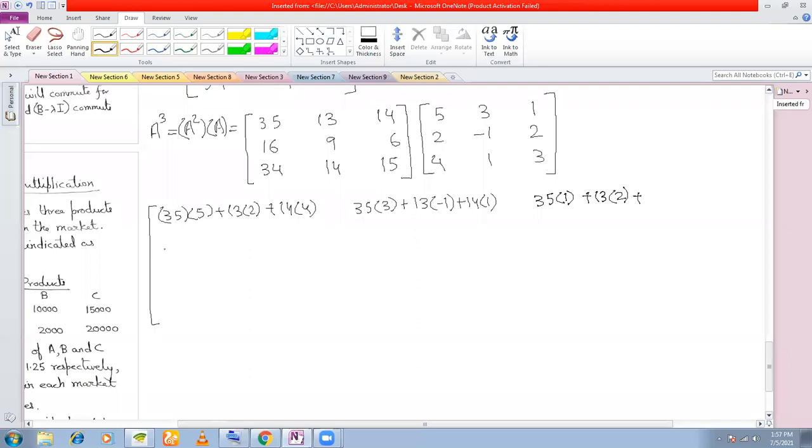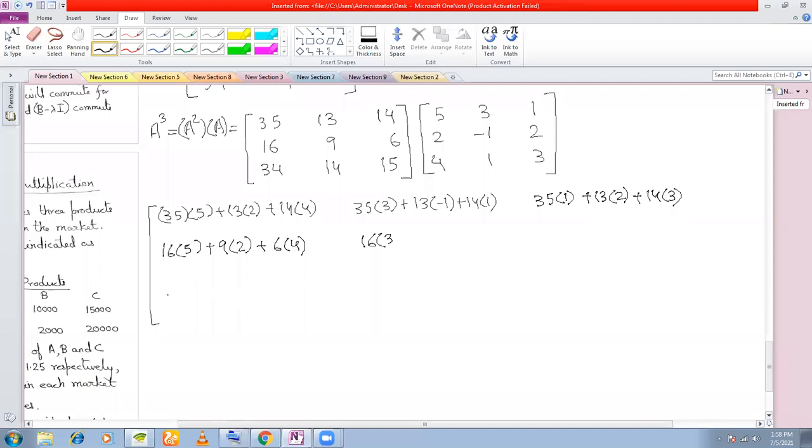Next, second row, first column. Multiply the second row with the first column. You get 16 into 5 plus 9 into 2 plus 6 into 4. Second row, second column, 16 into 3 plus 9 into -1 plus 6 into 1. Second row, third column, 16 into 1 plus 9 into 2 plus 6 into 3.